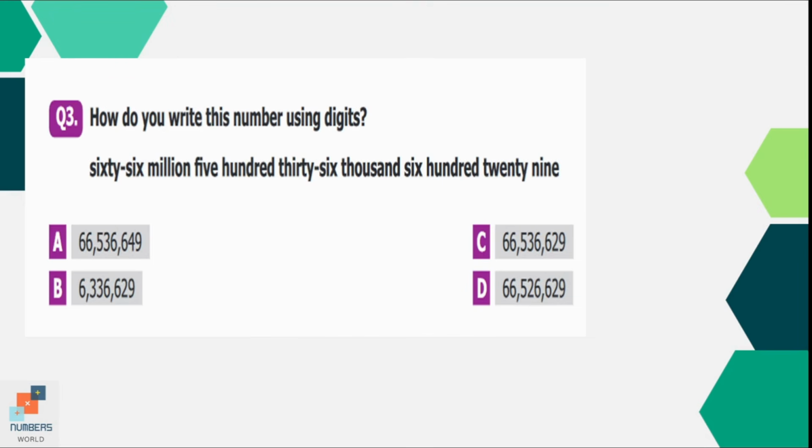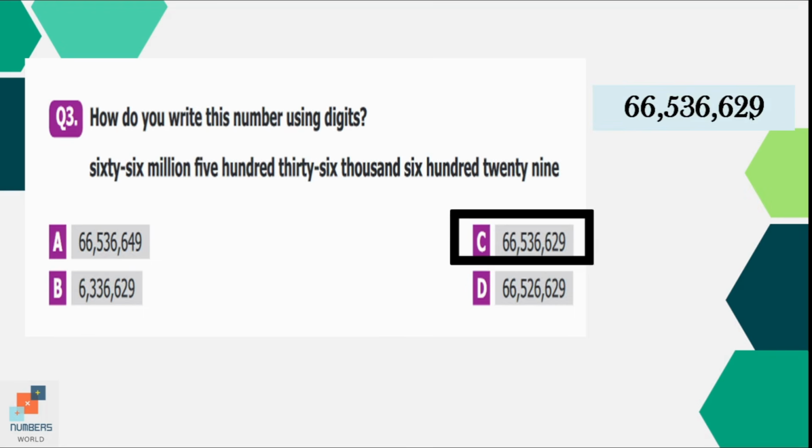Question number 3. How do you write this number using digits? 66,536,629. So here for 66 millions you will write 66 and a comma. The comma is representing the family name. So 536 you will just simply write 536, and the comma will represent 1000. Then 629, so write 629. The number will be written like this: 66,536,629. So option C is the correct option here.